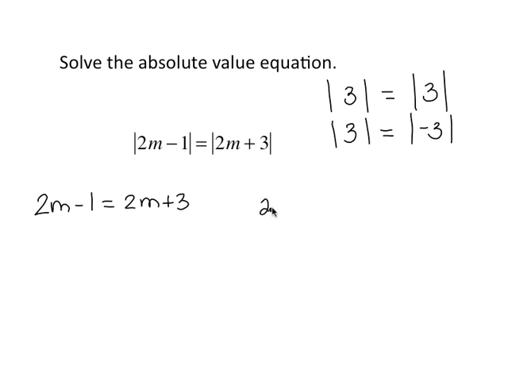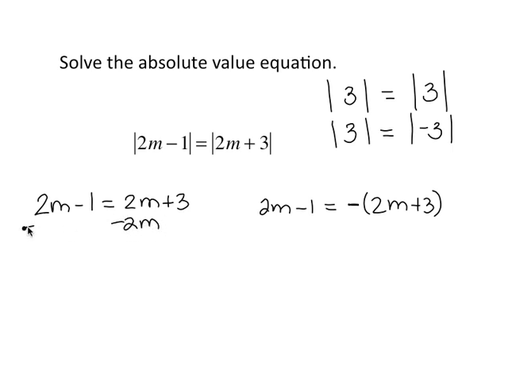But we could also say that 2m minus 1 is equal to the negative of 2m plus 3. Kind of like what we did here. 3 is 3 units away from 0, but negative 3 is also 3 units away from 0. So that's why we can add this negative sign here. So let's try solving for the variable here.